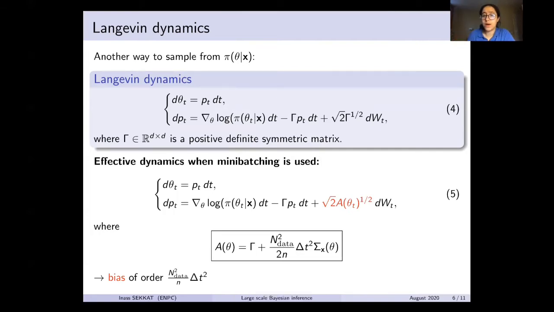So if we follow the same approach as we did for the SGLD, we can show that the effective dynamics of the Langevin when we use mini-batching is the following dynamics. Here the difference is that we get an additional term in front of the Wiener process, which depends on the size of the mini-batch, the time step, and the covariance matrix. So gamma here was exactly what we needed for this dynamics to sample from P. This is what explains the bias when using the Langevin dynamics with mini-batching. The bias here is of order n squared data over n delta t squared.